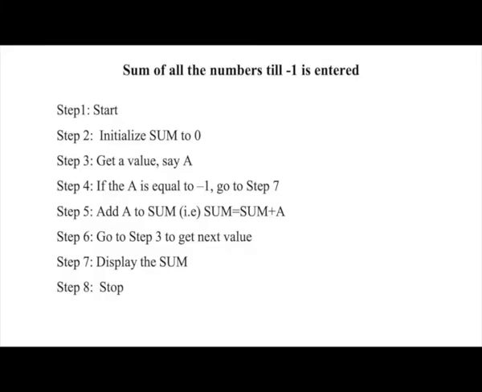So, please watch an algorithm which finds the sum of all the numbers till -1 is entered. Step 1, start. Step 2, initialize sum to 0. I already told why we should initialize sum to 0. Step 3, get the value of A, which is the first number to be added. Step 4, if A is equal to -1, go to step 7.